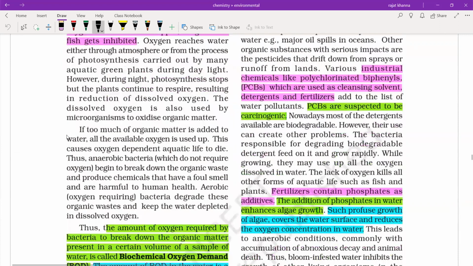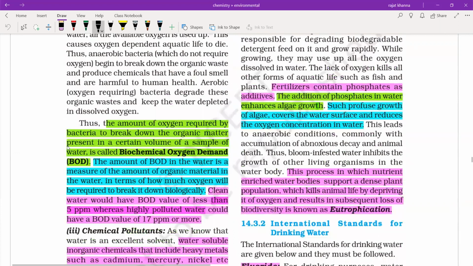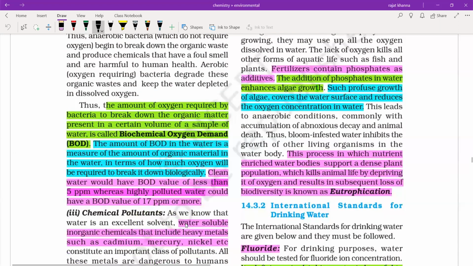The amount of oxygen required by bacteria to break down organic matter present in a certain volume of a sample of water is called biochemical oxygen demand. The amount of BOD in water is a measure of the amount of organic material in the water, in terms of how much oxygen will be required to break it down biologically. Clean water would have a BOD value of less than 5 ppm, whereas highly polluted water could have a BOD value of 17 ppm or more.